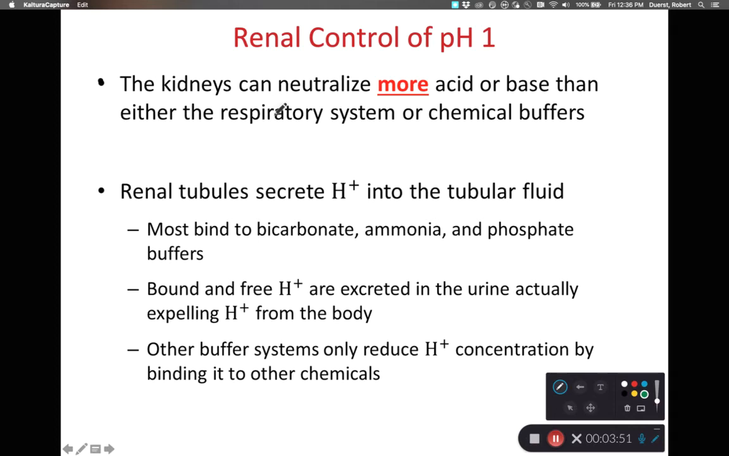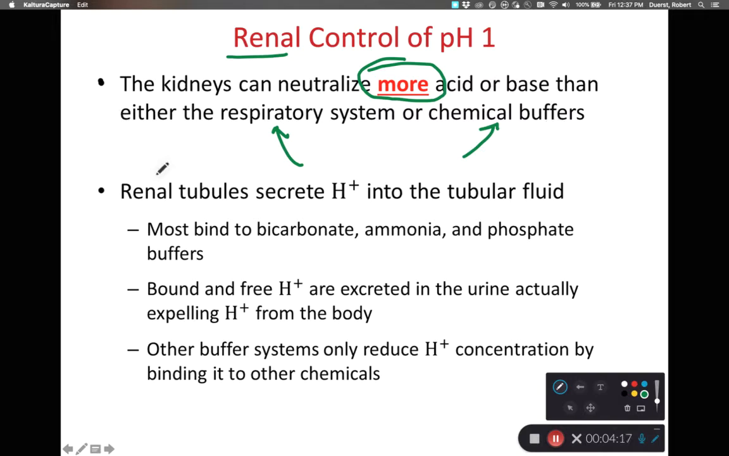As we look at our kidneys and the renal control of pH, our kidneys are more powerful than either the respiratory system or the chemical buffers for controlling our pH. And that's because our urinary system is constantly eliminating an aqueous solution of hydrogen ions, or if needed, bicarbonate ions from our body.